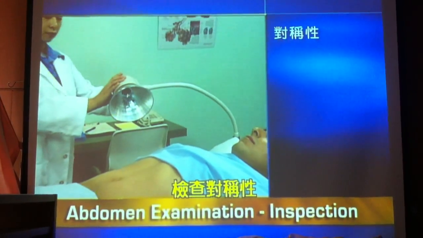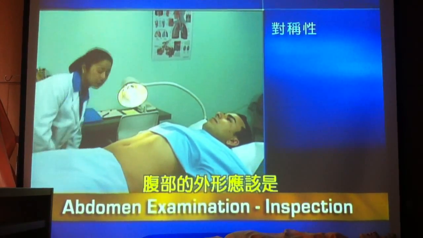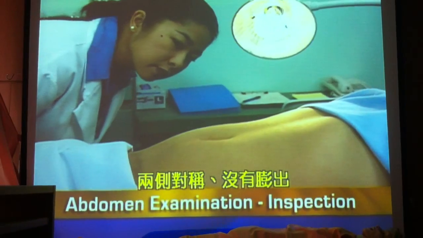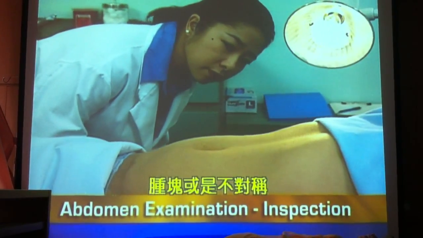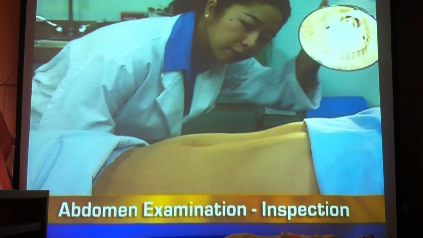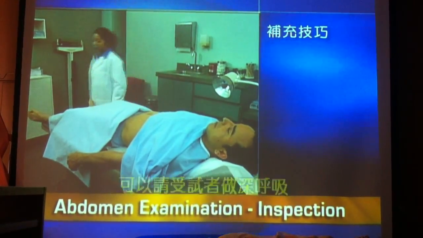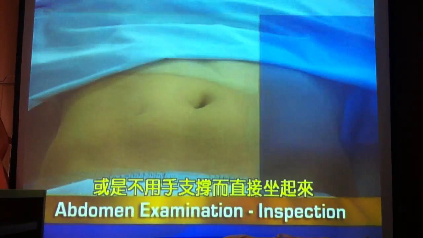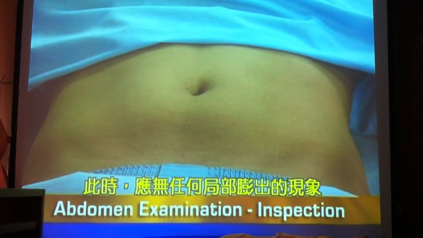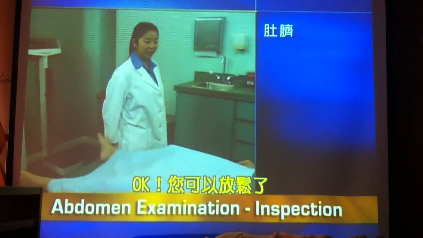To assess symmetry, shine a light across the person's abdomen. The abdomen should be bilaterally symmetrical and display no bulges, masses, or asymmetry. To highlight any change, ask the person to take a deep breath or do a sit-up without using his hands. You should see no localized bulging. Okay, you can relax now.